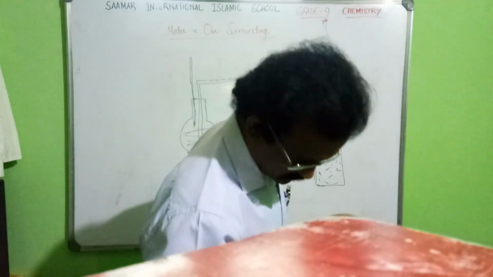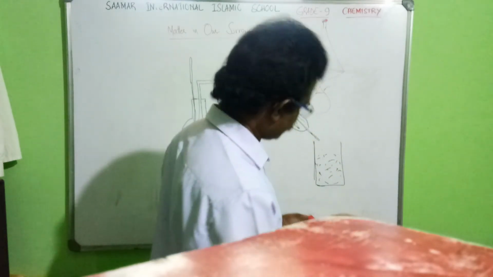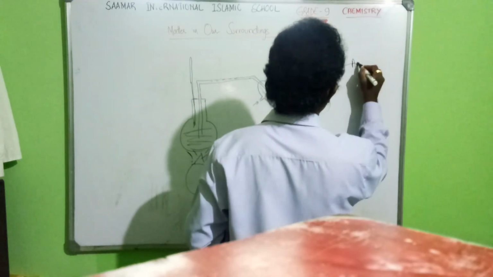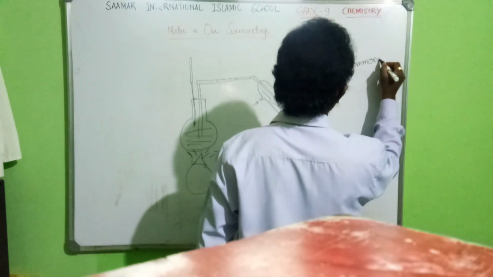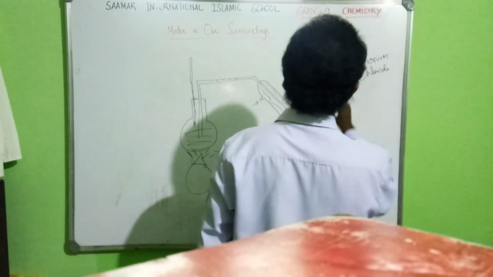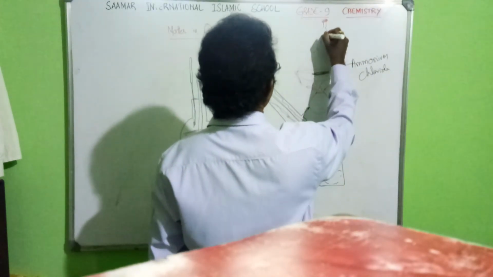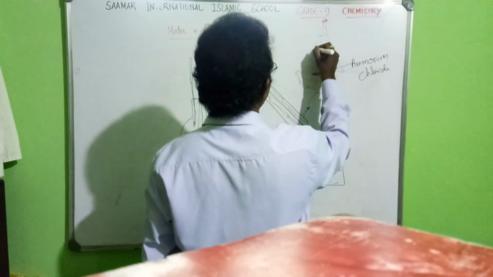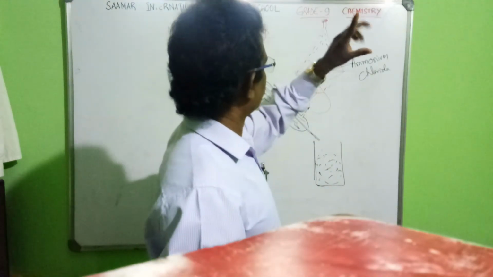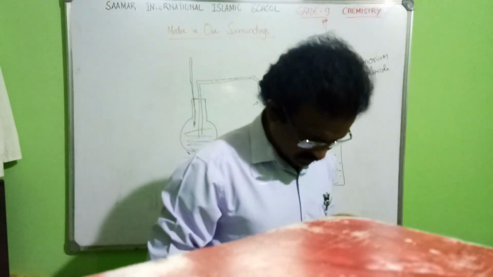So what is this called? Ammonium chloride vapors. Here we have taken ammonium chloride. Take this ammonium chloride and heat it. You can see the vapors here. The ammonium chloride gets condensed here. So this is also one type of sublimation, of ammonium chloride. From solid to gas, it again forms solid.